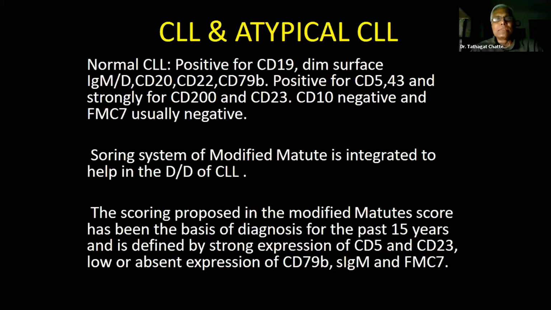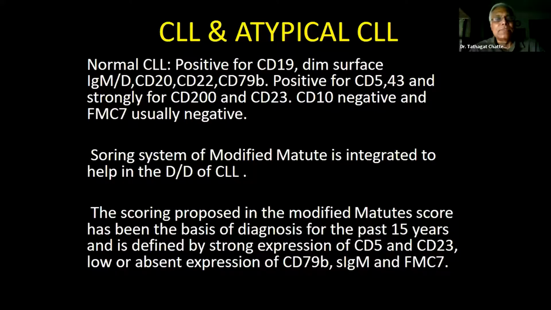A quick word about CLL and atypical CLL, which we are using very loosely these days. The normal CLL cells are positive for CD19, dim surface IgM or IgD, CD20, CD22, CD79B positive, positive for CD5, CD43, and strongly for CD200 and CD23.